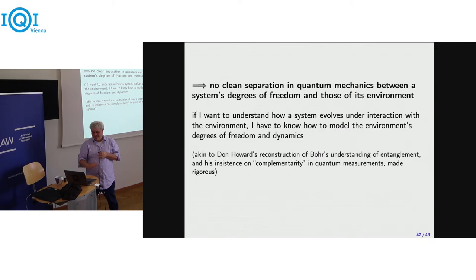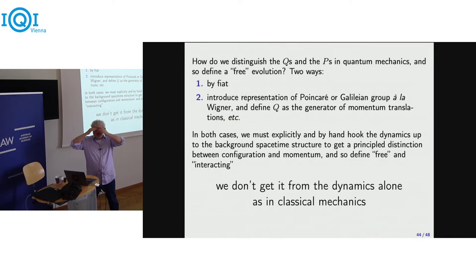Okay. So how do we distinguish the Qs and the Ps then in quantum mechanics and so define free evolution? Well, we do it in one of two ways. We just do it by fiat. We just have the algebra and we just say those are the Qs and those are the Ps. Or else we introduce a representation, say of the Poincaré or the Galilean group à la Wigner, and define Q as the generator of momentum translations and so on. In both cases, however, we must explicitly and by hand hook the dynamics up to the background spacetime structure to get a principled distinction between configuration and momentum and so define free and interacting. We don't get it from the dynamics alone for free as in classical mechanics.